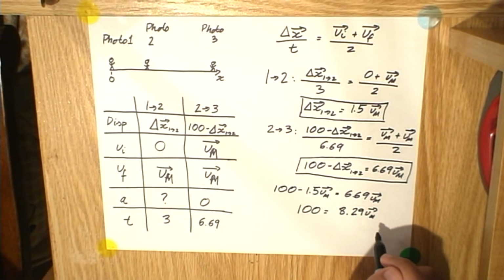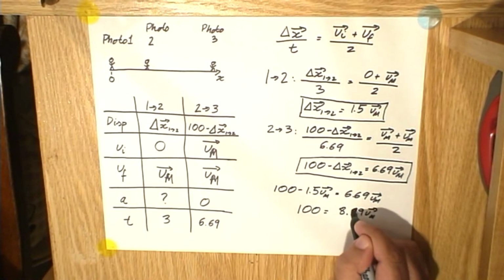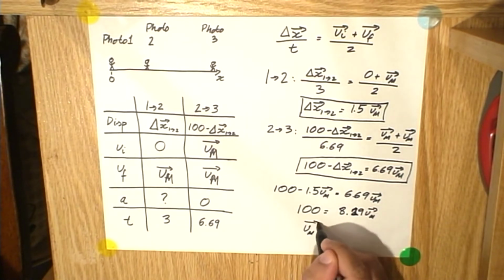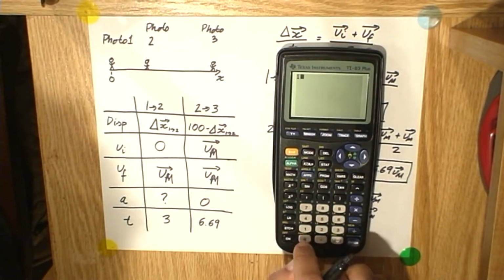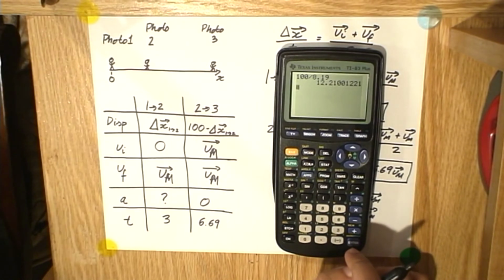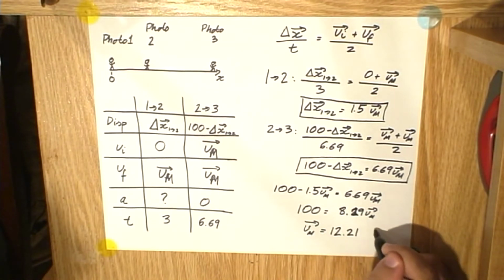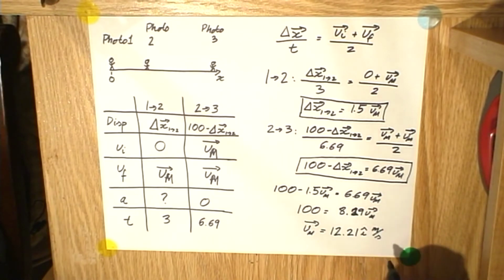Is that correct? No, it should be 8.19. 8.19 Vmax. So now we can solve for Vmax. Vmax equals 100 divided by 8.19, which is 12.21 seconds. Sorry, 12.21 meters per second. And since we were doing everything in the x direction, this should be I hat.